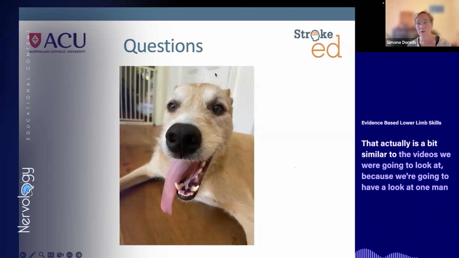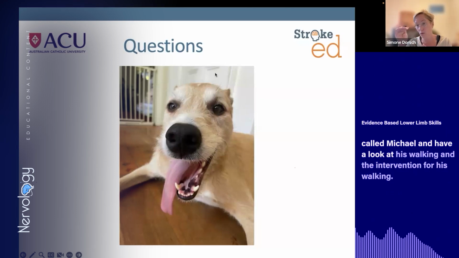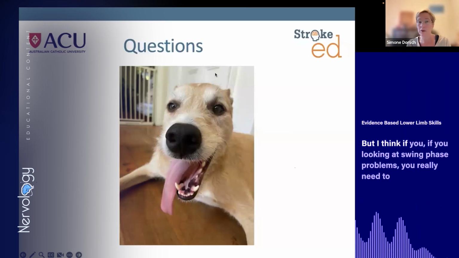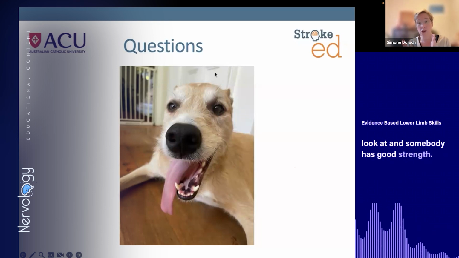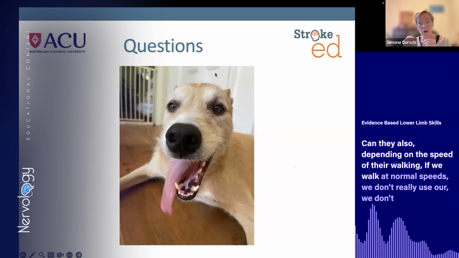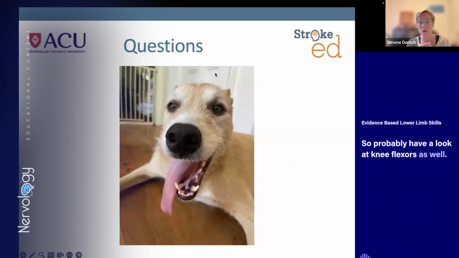That actually is a bit similar to the videos we're going to look at, because we're going to have a look at one man called Michael and have a look at his walking and the intervention for his walking. So hopefully that might be helpful. But if you're looking at swing phase problems, and somebody has good strength, you really need to look at how fast they can turn on their hip flexors. How fast can they turn on their dorsiflexors? Depending on the speed of their walking, if we walk at normal speeds, we don't really use our knee flexors. But if people are walking more slowly, you do use your knee flexors in swing. So probably have a look at knee flexors as well.